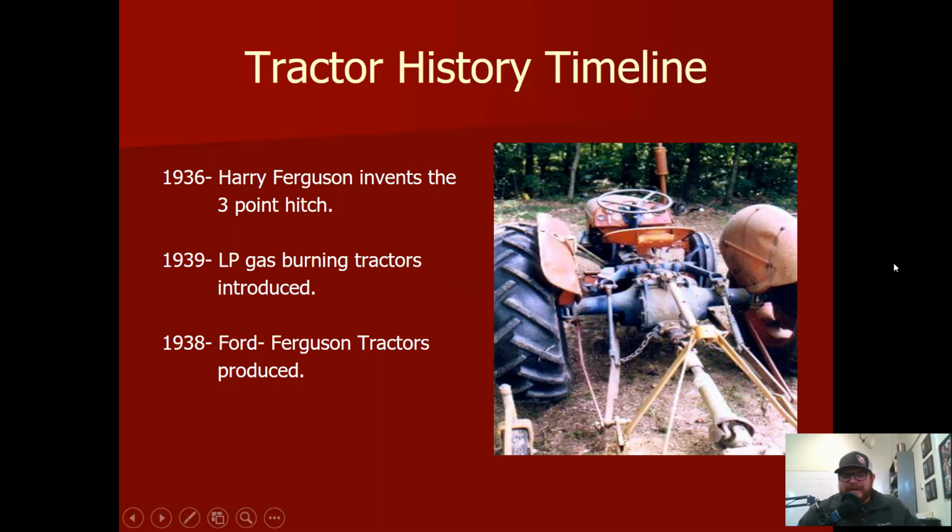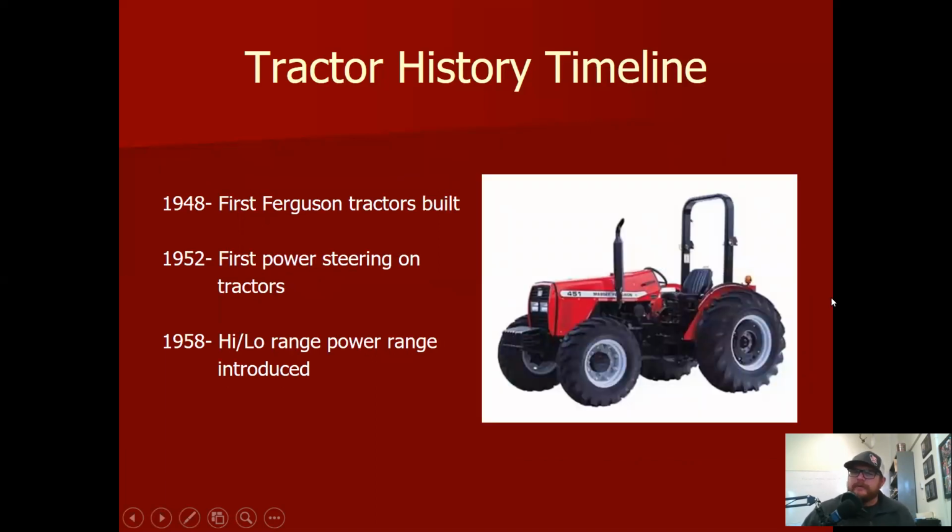And then in 1939, the first LP gas, that's liquid petroleum or propane tractors, were first introduced. They still do use some today, but most common nowadays is actually diesel engines. They do have a lot of gasoline engines. A lot of older tractors were gasoline, but newer ones nowadays, pretty much the standard is diesel engines. Although you do see some gas, and you do see some propane engines as well.